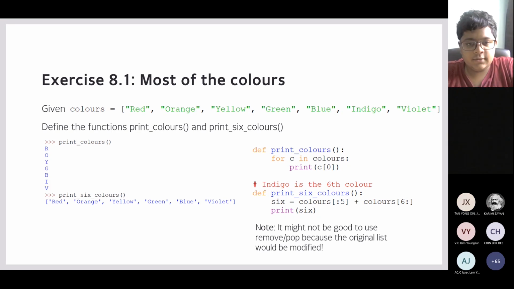Okay, so let's go over it. The methods are really quite easy actually. For print colors, you can just go through the entire list and print the first character of each element of the list. For print six colors, you can do this basically, which is just slicing to remove the fifth element. Just don't use remove or pop because your original list would be modified, which means that after this, if you were to run print colors, it won't give you the indigo, and that's a big problem. So that's why you should use slicing, where you can create a copy of the list.